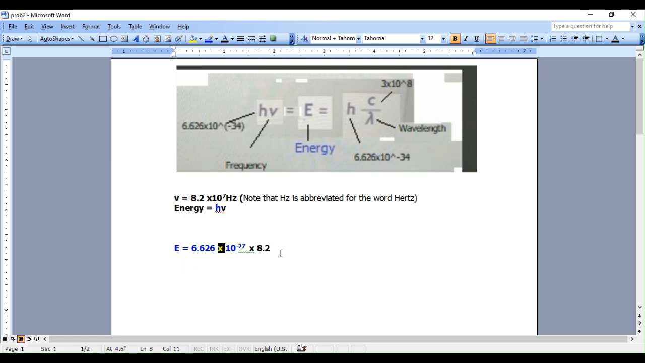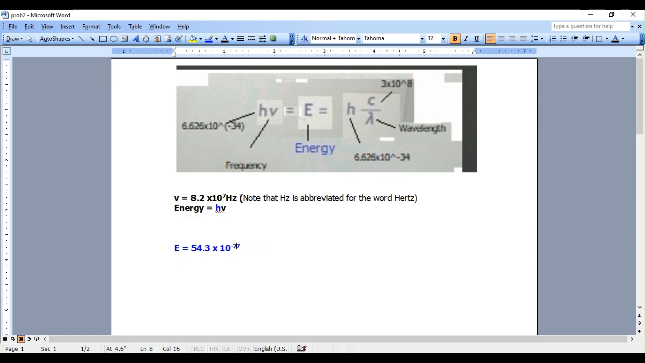I'm going to move this to the far right, make it a little neater. Now I'm just going to multiply the two decimal numbers, using my calculator for the first time. 6.626 times 8.2, what do you get? I type it into my calculator: 54.3.